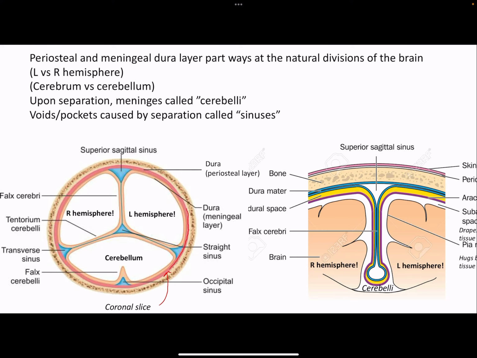Is there ever a moment where the cranial dura is not touching the skull? No, it's always touching the skull. Now, usually it's also on the other side touching its brother, the meningeal dura, right? The meningeal dura right here.